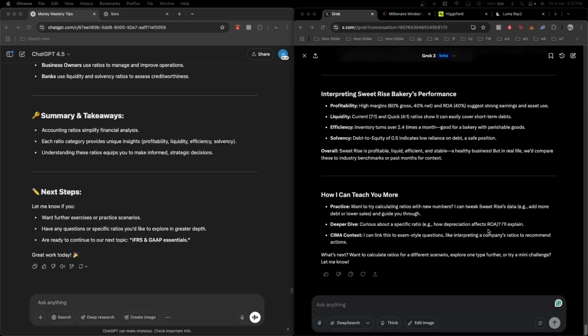So I think this is a good point to stop for today's video, and I hope you guys have a good understanding of how ratios work and what the use is for these ratios. So what I'm going to do is I will PDF the ChatGPT and the Grok lessons and probably link it to the video. But yeah, so I will be back with a new video with the next topic under accounting fundamentals, which is IFRS and GAAP essentials.